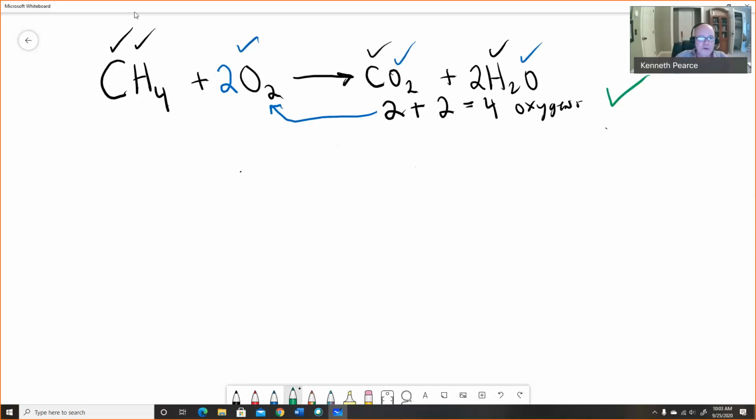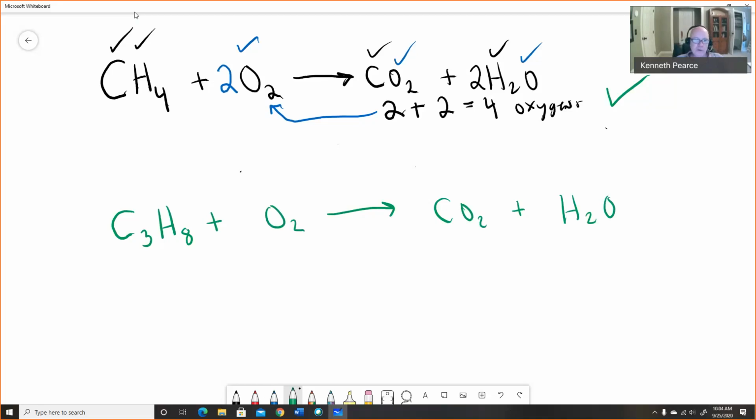And so we can do that for, let's say we have C3H8 plus O2 goes to carbon dioxide and water. That's the products of combustion. And we do the same thing. We look at the carbons first. I see I have 3 carbons on the left-hand side, and I go to the right-hand side and I see I have 1 carbon, so I put a 3 in front of that carbon. Now the carbons are balanced.